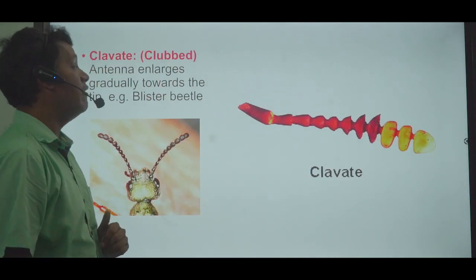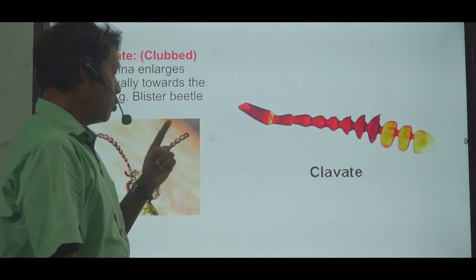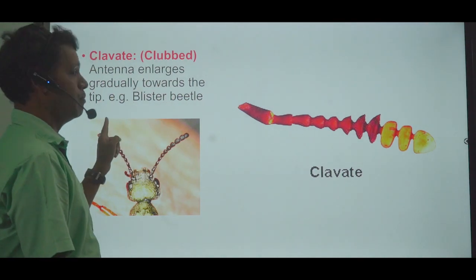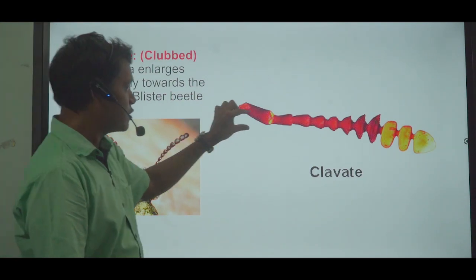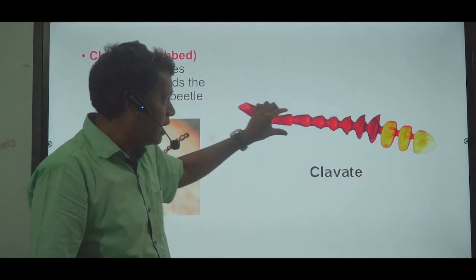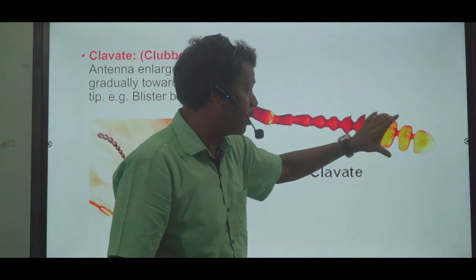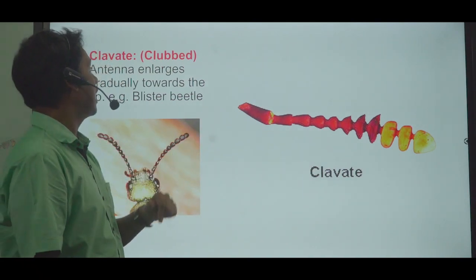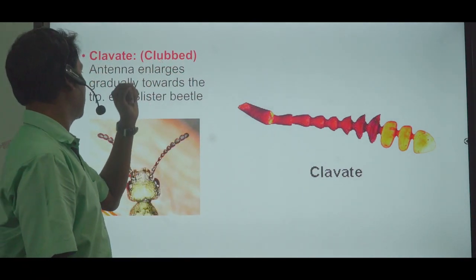Next type is clavate antennae. What is the characteristic? The antennae enlarge gradually towards the tip. That means it is slightly narrower at the base, and gradually it is broader in shape towards the tip of the antennae. That is why it is known as clavate antennae, club-like.